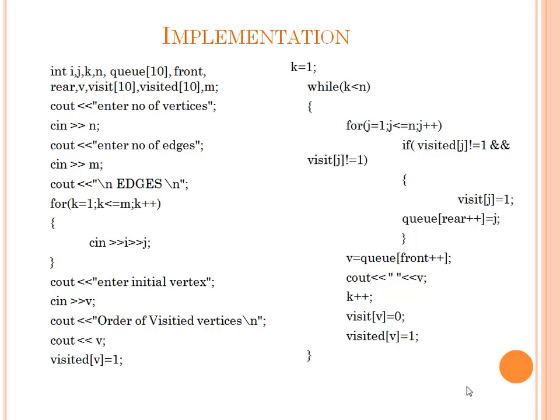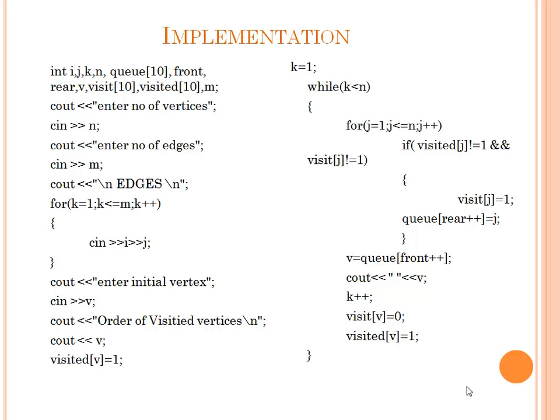Here is the implementation of BFS traversal. Enter the number of vertices n, enter the number of edges m, and also mention the edges. Then enter initial vertex V. First visit that vertex V, so visited of V equal to 1. While k is less than n, that is number of vertices, for j equal to 1, j less than or equal to n, j plus plus. If visited of j is not equal to 1, then visit that particular vertex j. So visited of j equal to 1 and add that j into the q. So q of rear plus plus equal to j.